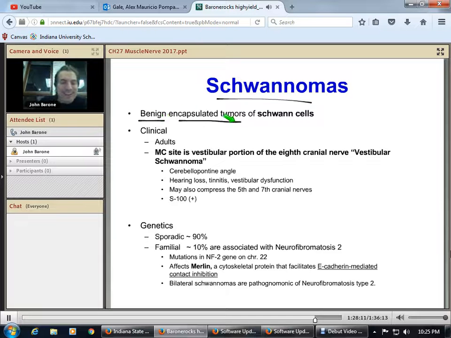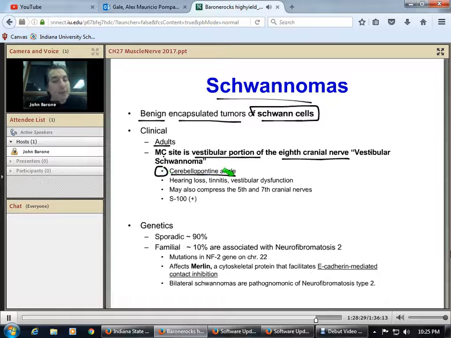All right, now let's start with the first one. Schwannoma, it's a good Italian boy. Schwannomas are benign encapsulated tumors of Schwann cells. They usually occur in adults, and the most common site is on the vestibular branch of the 8th cranial nerve, so we call them vestibular schwannomas. Usually it occurs in the cerebellopontine angle. Now, if it squeezes my acoustic nerve, my 8th cranial nerve, I'm going to get ringing in the ears and hearing loss.